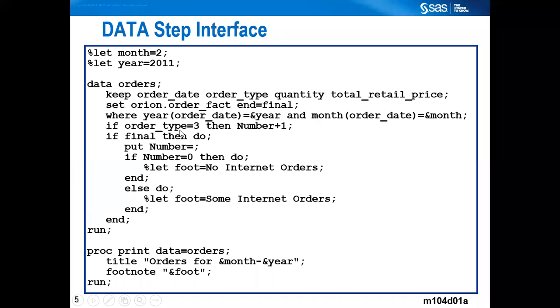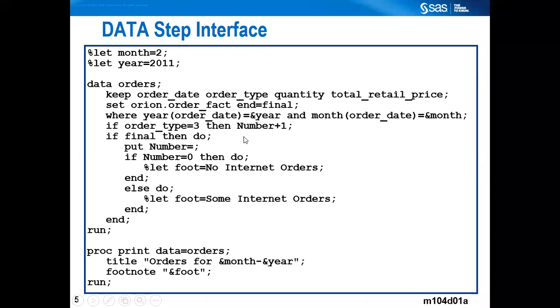In case your order type is equal to 3, of course number will keep on incrementing. So this condition will be false. Then it should create this macro variable foot with the value as some internet orders. So this end is for this else do. This end is for this conditional if then do, if it is final. Okay, so it's the last observation. And then you are using this order data in your proc print to generate a report.